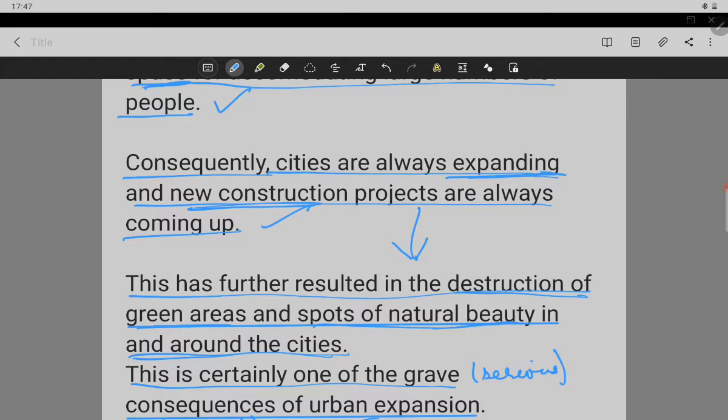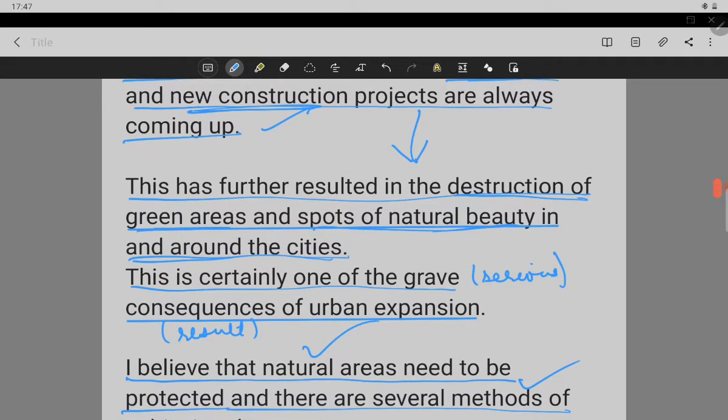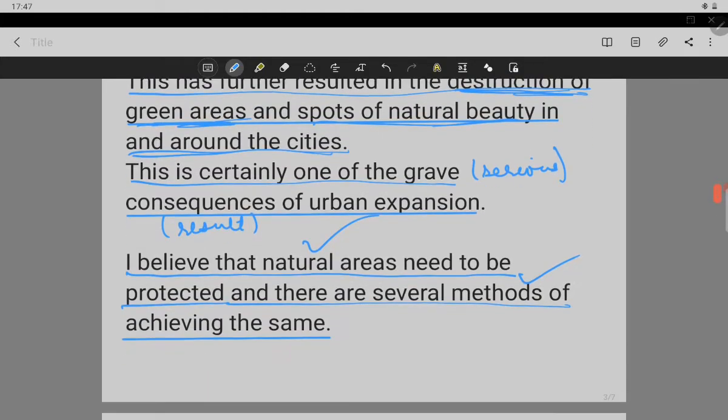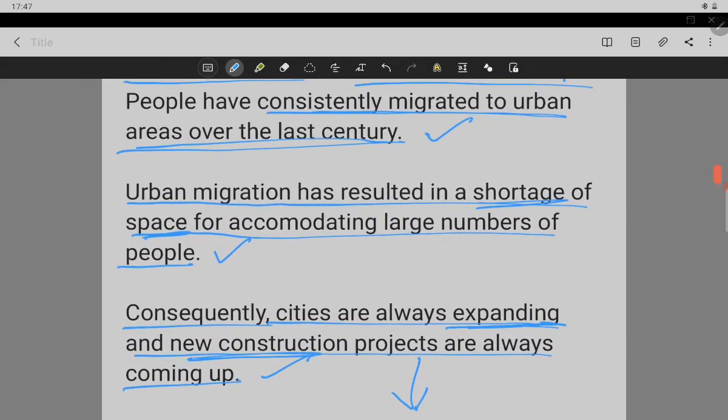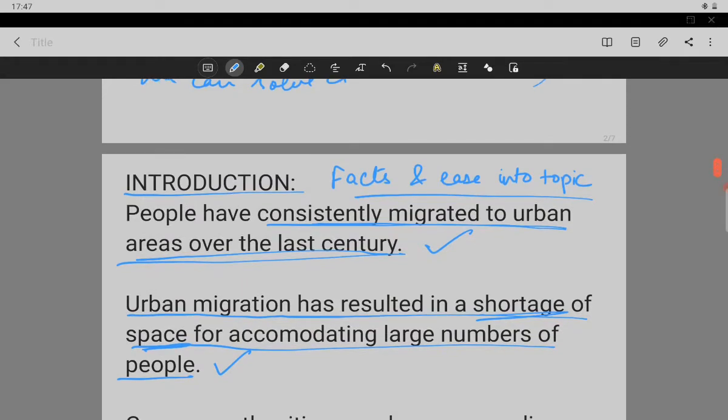Cities are always expanding. And what has happened because of this? This has resulted in destruction of green areas. And this is a very serious situation. And I believe that natural areas need to be protected, and there are several methods of achieving this goal, achieving the same. Okay, so fairly simple. Once again, we have just talked about facts and we have eased into the topic.